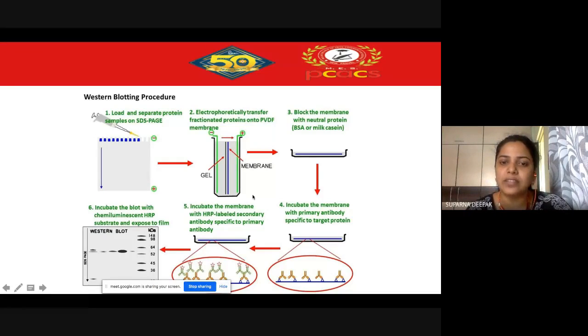Once this transfer has taken place, the blocking would be done again by milk casein or BSA. Then it is incubated with your primary antibodies. You can see over here how your primary antibodies go and bind to your protein of interest. Once that has been done, your secondary antibody, which has been labeled with your HRP, horseradish peroxidase, or alkaline phosphatase, any of the enzymes, is going to be added.